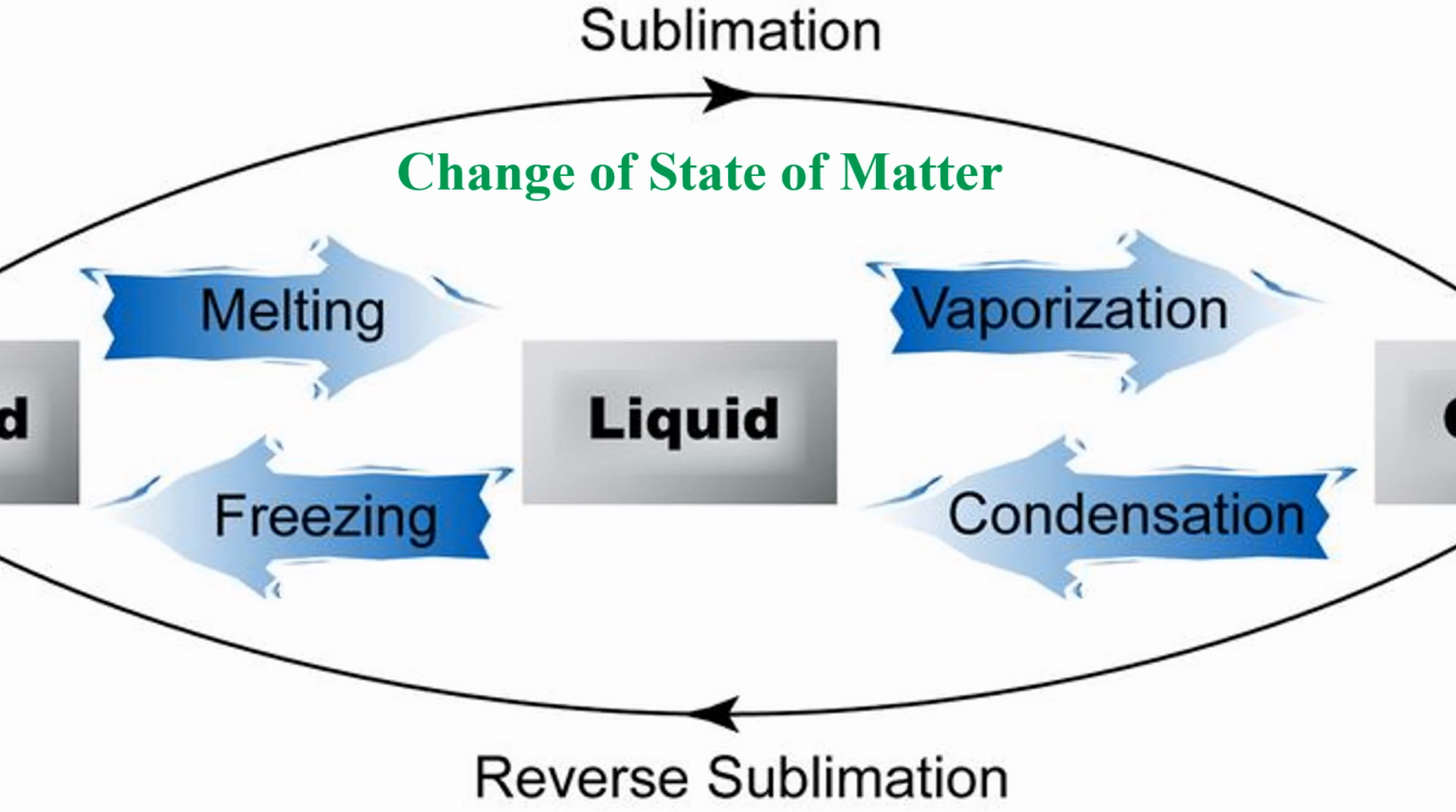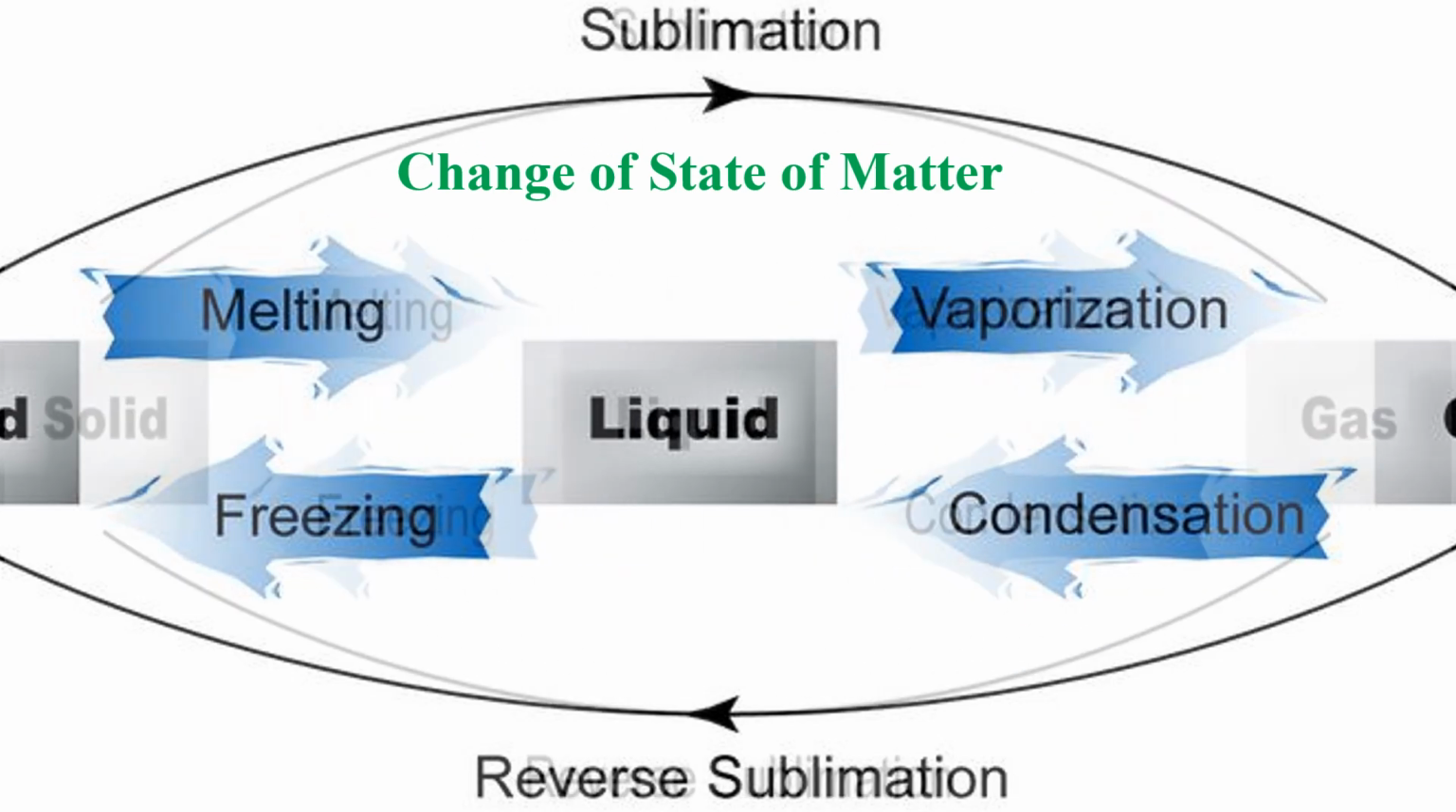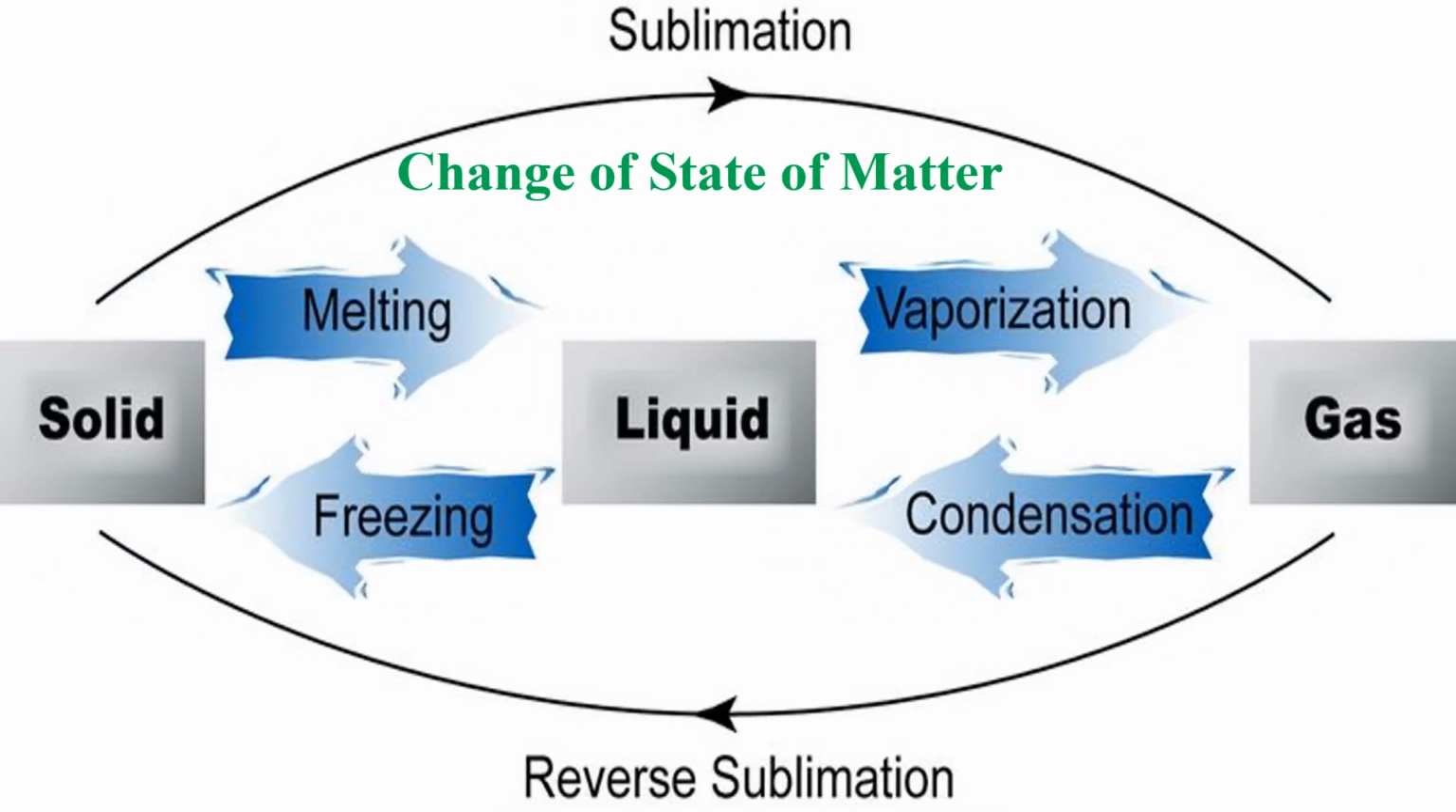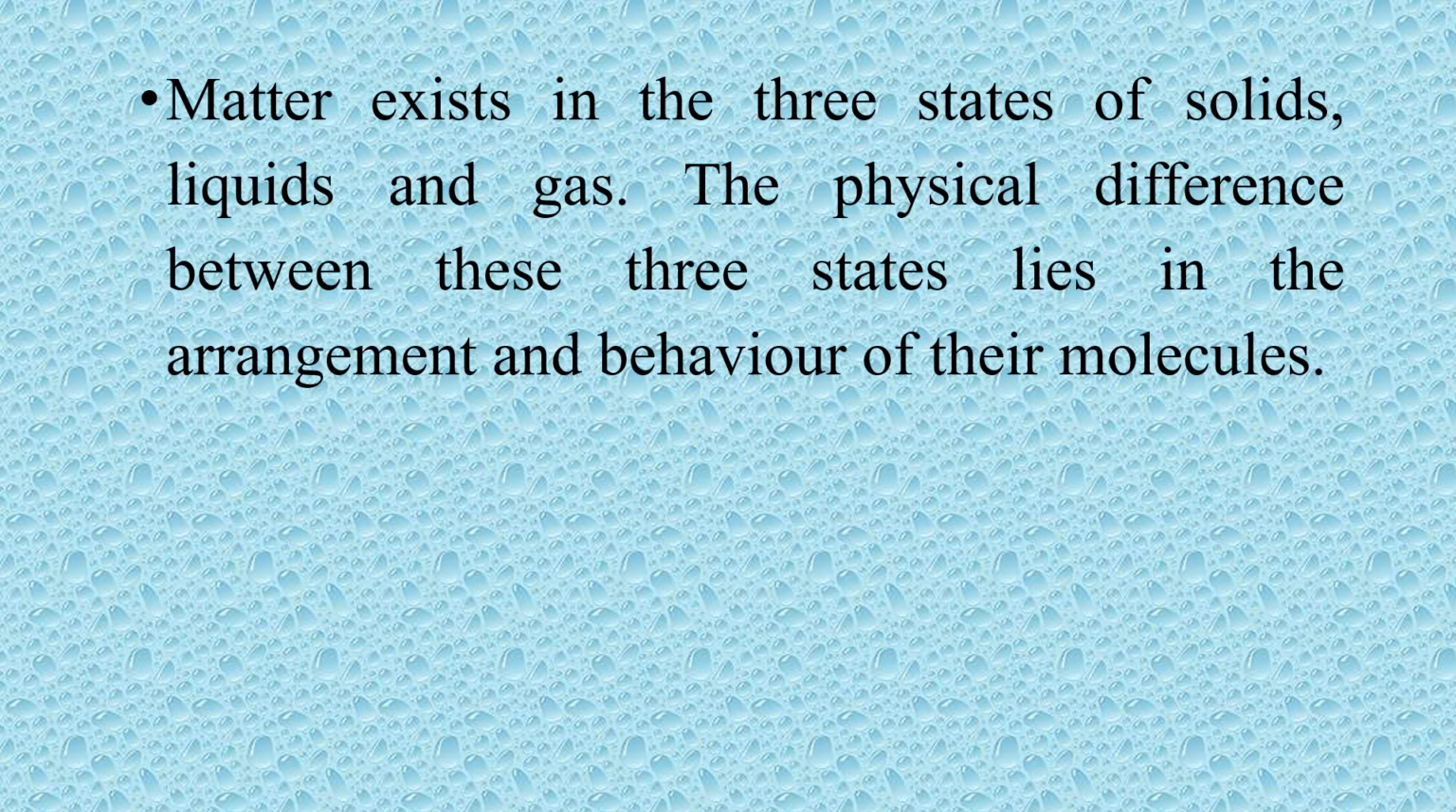Change of state of matter. Decroly Education Center. Matter exists in the three states of solids, liquids and gas. The physical difference between these three states lies in the arrangement and behavior of their molecules.